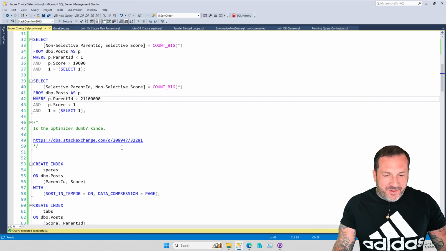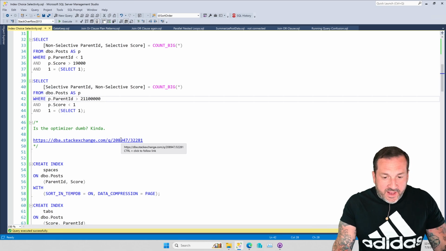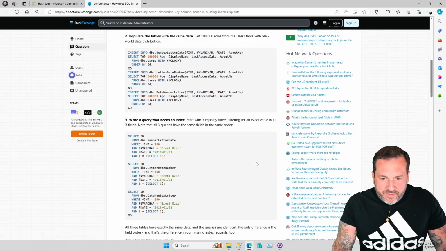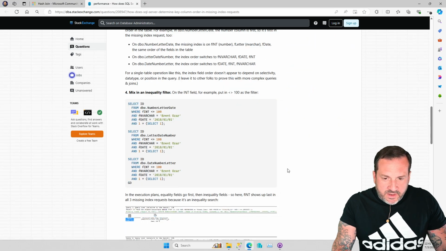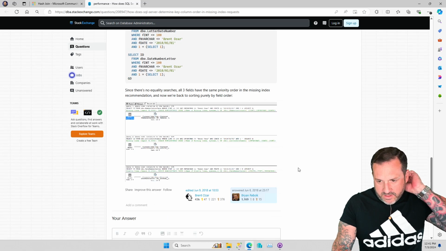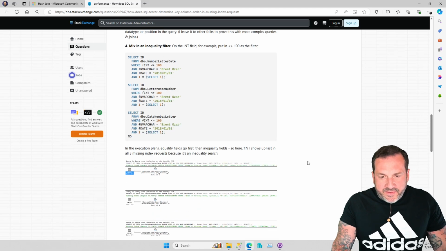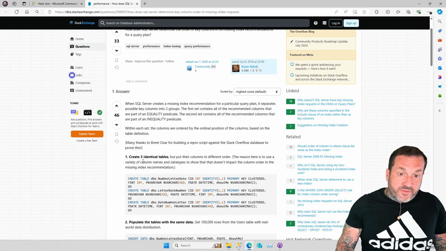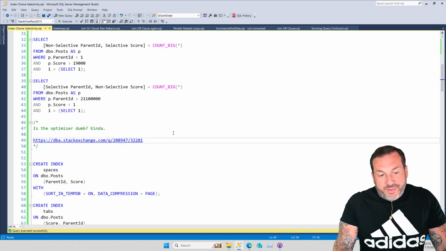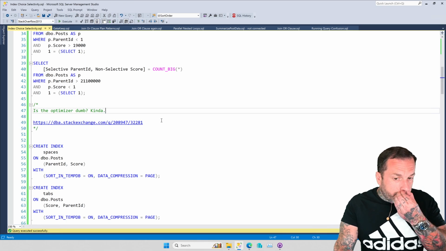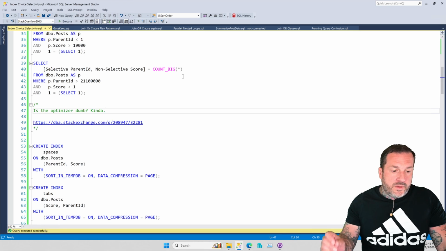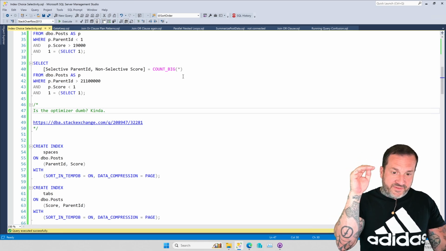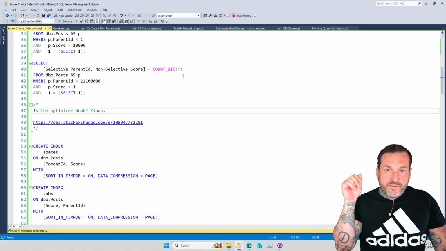But there's a Q&A on Stack Exchange where he asks a pretty good question. And what we find out from Stack Exchange is that basically SQL Server chooses the order of columns in the missing index request by the column's ordinal position in the table, right? It's all written out for you here, so I don't have to repeat anything, but that's the basic gist of it. So because the parent ID column is further up in the list in the table's definition, like the create table definition, the ordinal position of the column is first. SQL Server is just like, parent ID, you first, no matter what.